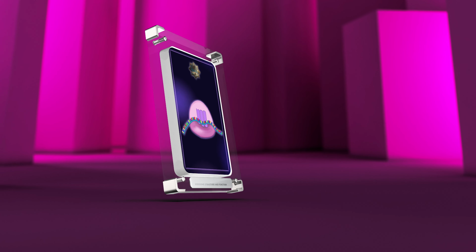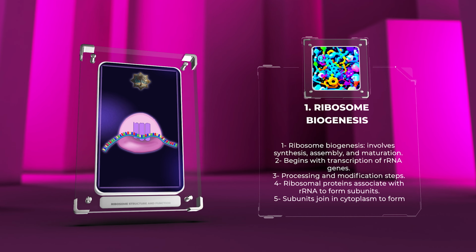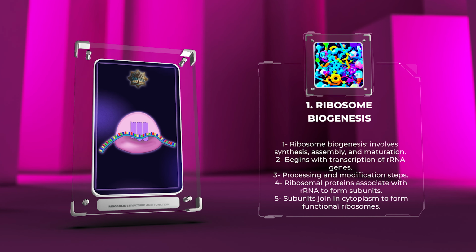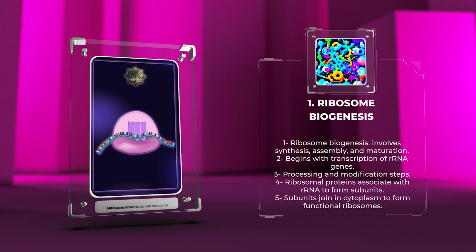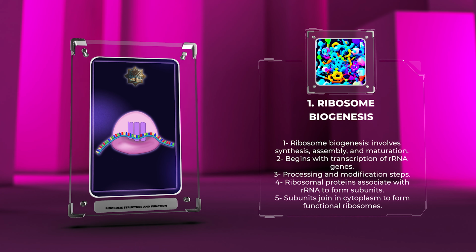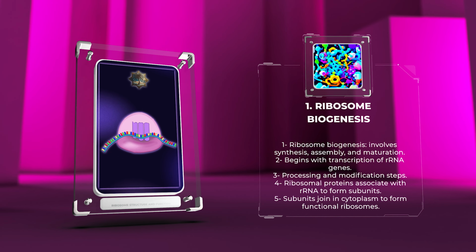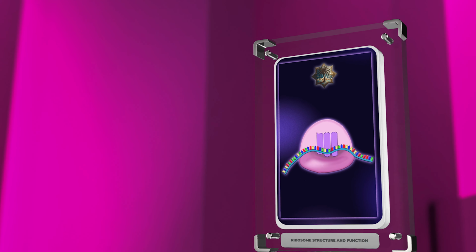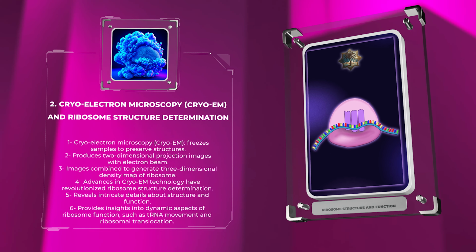Ribosome biogenesis involves the synthesis, assembly, and maturation of ribosomal subunits. It begins with transcription of RNA genes, followed by processing and modification steps. Ribosomal proteins associate with RNA to form subunits, which then join in the cytoplasm to form functional ribosomes for protein synthesis.